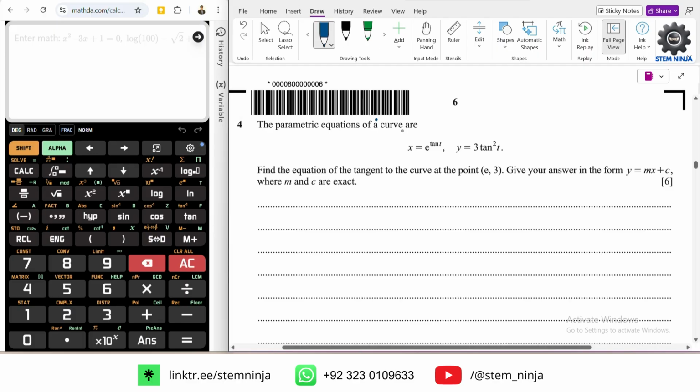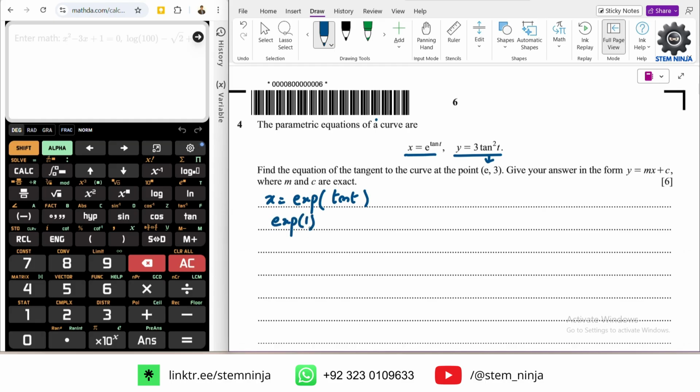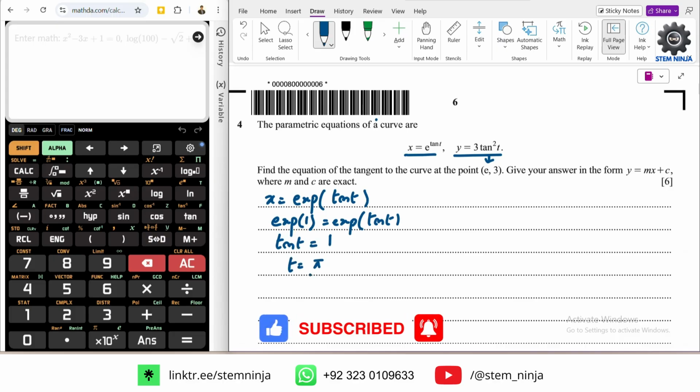Alright, so the first thing we need is to figure out the value of t that corresponds to this. So x equals to e exponential tan of t, and this is equal to e, right? So e exponential power 1 equals to exponential tan of t. The answer is obviously tan t equals to 1, and we're going to get pi by 4.